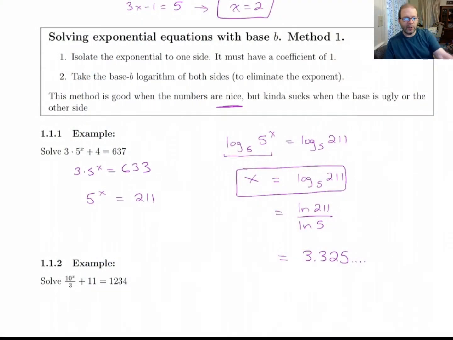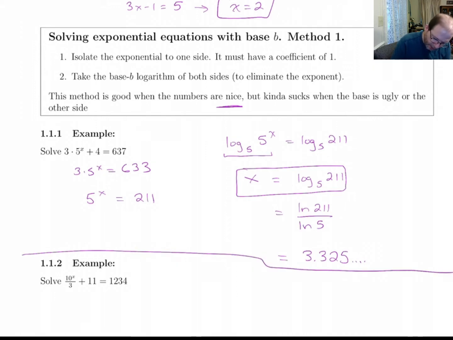I'm just going to put some dots there. I guess I should switch back to here. All right, so that's my answer. All right, let's do this one.